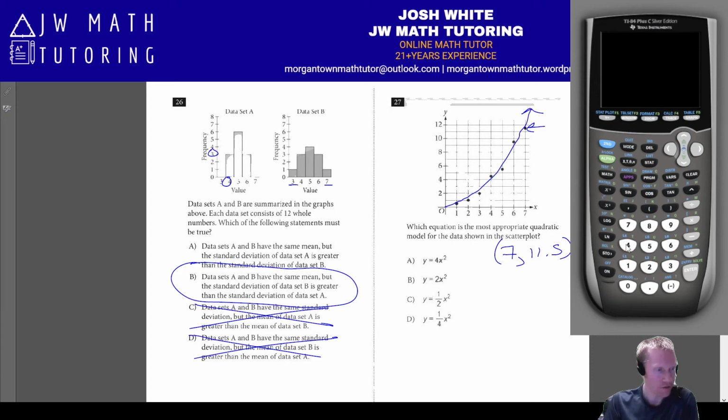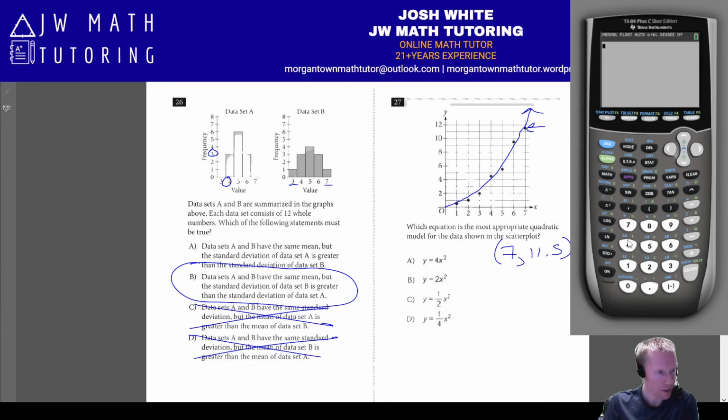So just to save time, we will go to the calculator. So 4 times 7 squared. Wrong exponent button. Okay, delete that. There we go. 196. Not 11.5, not anywhere close to it. It's gone. So next answer, now I'll just change the number in front.